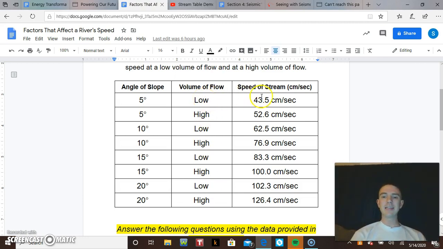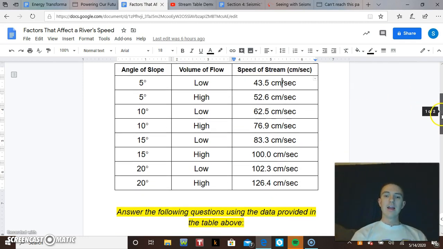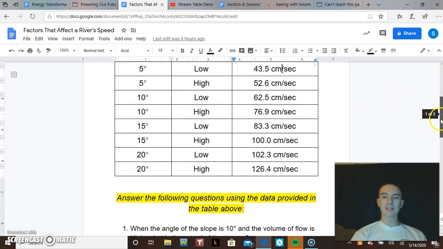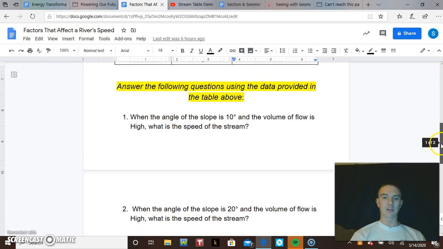And then you get to see how the speed changes based on slope and based on the volume of flow letting the water pass, and you see a stream speed in centimeters per second. So for example, at 5 degrees, you get to see at a low flow, 43.5 centimeters of water are passing through per second. Okay, so what you're going to do next after using this table, you're going to answer the following questions.